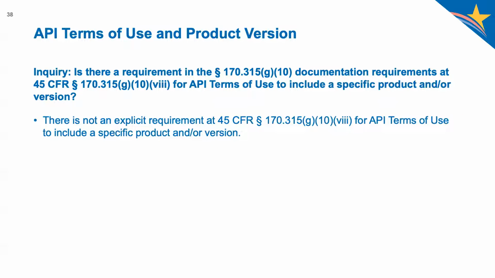Next slide, please. Okay, so an inquiry about API terms of use and product version. So the inquiry is: is there a requirement in the G10 documentation requirements for API terms of use to include a specific product and/or version? And the response here is that there is not an explicit requirement in G10 for API terms of use to include a specific product or version.